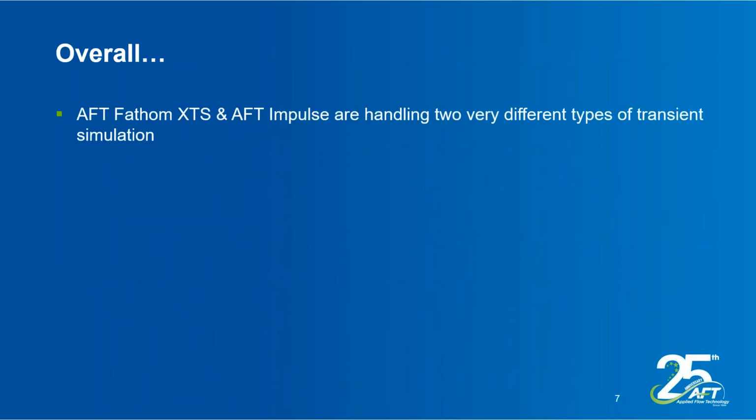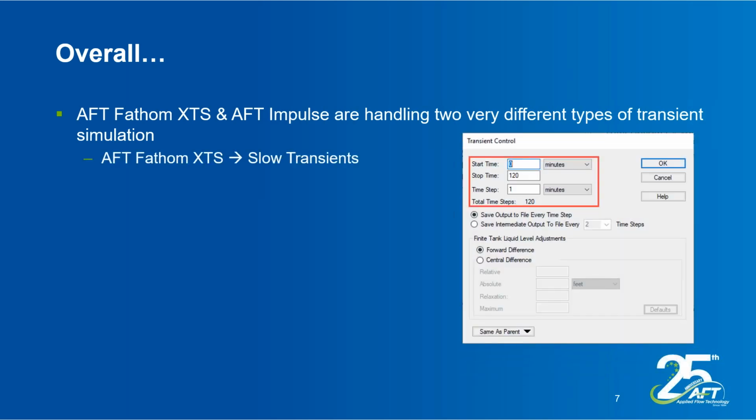So overall, the two different tools that you can use for handling transient analyses are AFT Fathom's XTS module and AFT Impulse. So again, in summary, Fathom handles slow transients. This is a screenshot of the transient control window, and this is simply where you would define in Fathom XTS how long you're going to run your analysis. So this is that 2-hour time period that I was talking about, and the time step we have defined as being 1 minute. So there's going to be 120 time steps, 1 minute apart from each other.